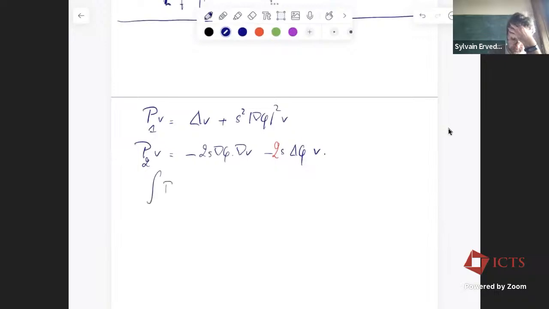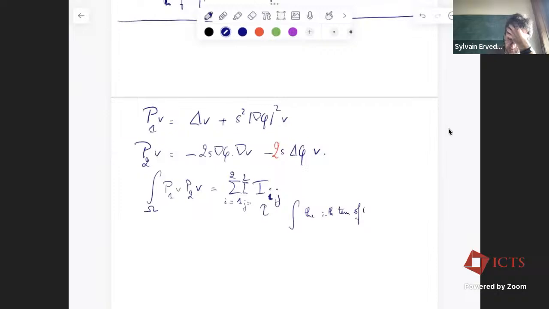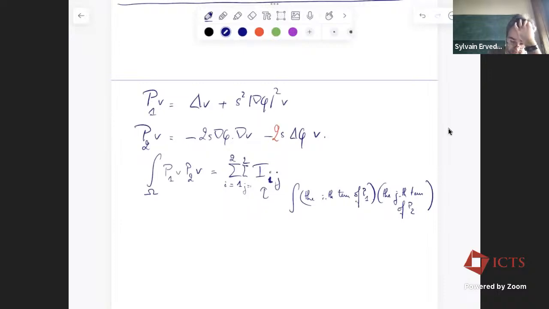So I want to compute the integral of P1V, P2V. So I will call it the sum of I_ij for i equal to 1 to 2, and the sum for j equal to 1 to 2, where I_ij is the cross product of the i-th term of P1 times the j-th term of P2. Okay, so let's do that.